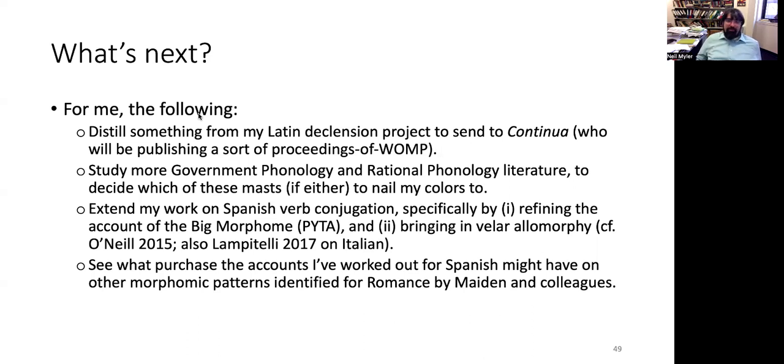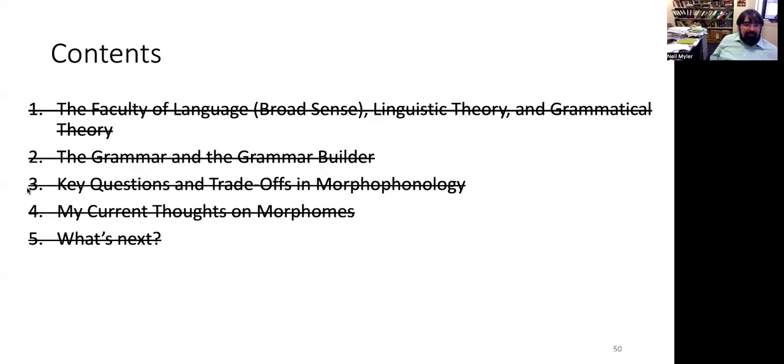And that is in aid of this. Once I've done that, I want to extend my work on Spanish verb conjugation, specifically by refining the account of the big morpheme that I just talked about, and by bringing in velar allomorphy, which is another sort of morphomic type pattern that's found in Spanish, as discussed by O'Neill 2015. There's also a paper by Nicola Lambertelli on Italian. That's going to be important inspiration, I think. And then beyond that, I want to see what purchase the accounts I've worked out for Spanish might have on other morphomic patterns identified for Romance by Martin Maiden and colleagues. But that's what's next for me, hopefully.